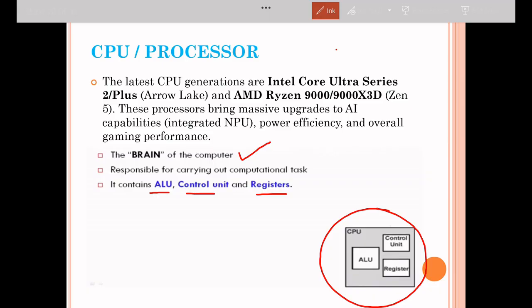And if you are discussing the modern CPU, this is a placement question. The modern CPU is the Intel Core Ultra series. This is very fast, and this time we are also using the Ryzen 9000. Okay, this question is asked multiple times in competitive exams, so this is very important.